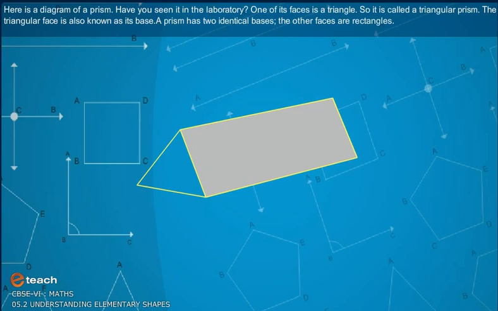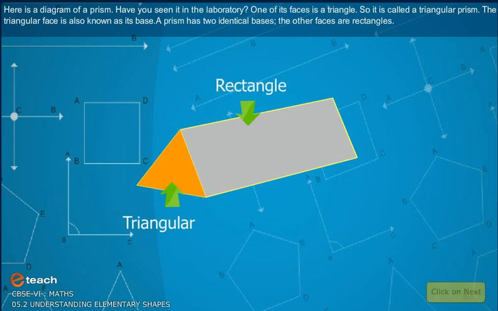Here is a diagram of a prism. Have you seen it in the laboratory? One of its faces is a triangle, so it is called a triangular prism. The triangular face is also known as its base. A prism has two identical bases. The other faces are rectangles.